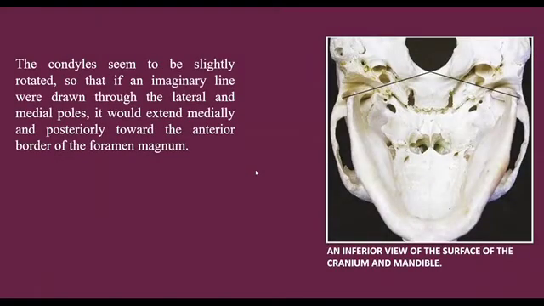The condyles seem to slightly rotate so that if an imaginary line is drawn through the lateral and the medial poles, it would extend medially and forward towards the anterior border of the foramen magnum. This represents the inferior view of the surface of the cranium and mandible.